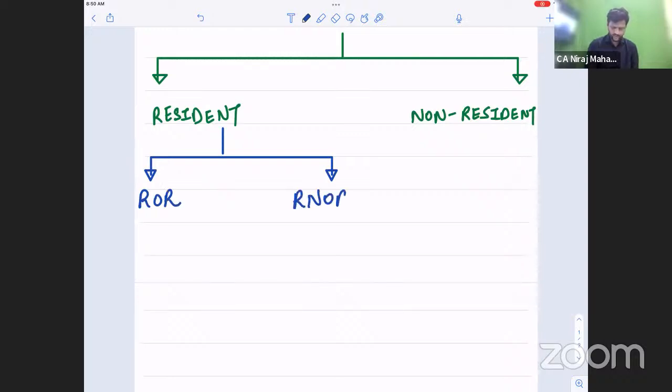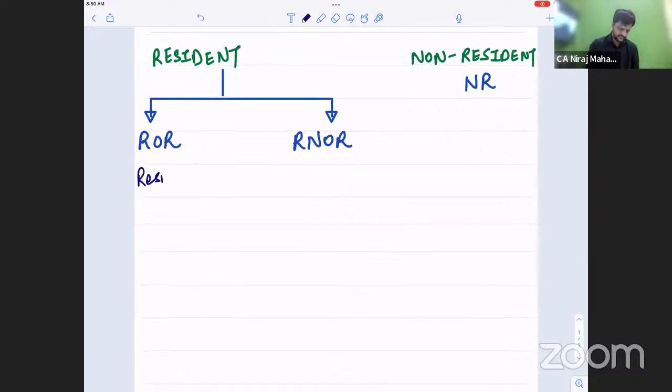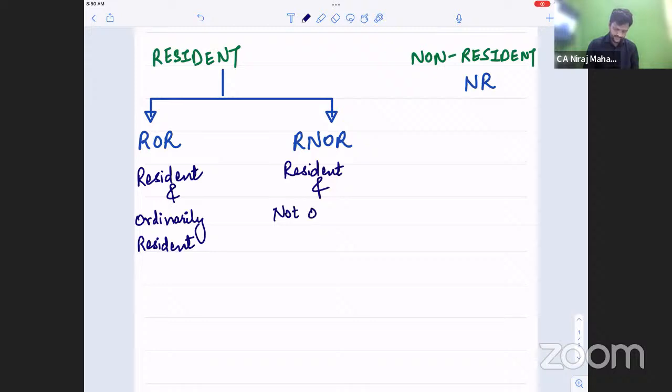ROR and RNOR. Now we are coming to all the short forms. ROR, RNOR, NR. Clear? Resident, ordinary citizen, like me. Don't use the word citizen. Resident and ordinarily resident. Resident and not ordinarily resident.